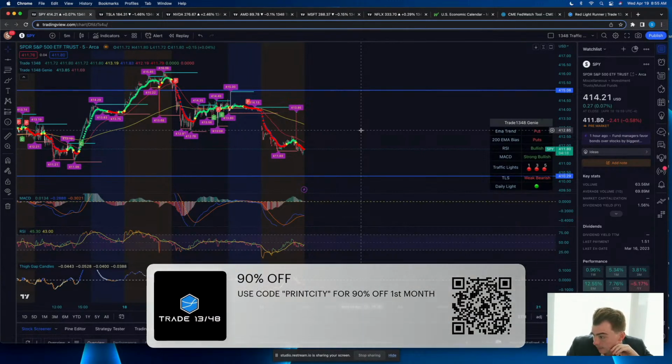Are you setting 2 to 3 levels on each time frame for a given stock? Yes, daily, 4 hour, 5 minute. That's how I do it. That's how I've taught you guys to do it for a long time. That's how I like to do it.